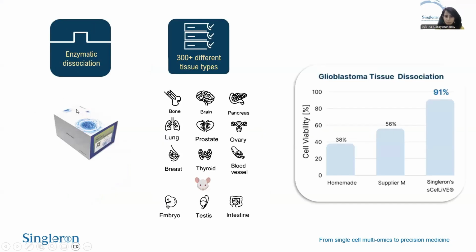The enzymatic dissociation reagent, of course, needs to be validated across various different tissue types, which we have. This is because you can then use this universal solution across many sample types. As you can see here, it has been tested on more than 300 different tissue types. And in the data compared here, you can see that the cell viability, which is an important factor at the end of dissociation, is really high for the sample if run with this particular kit.